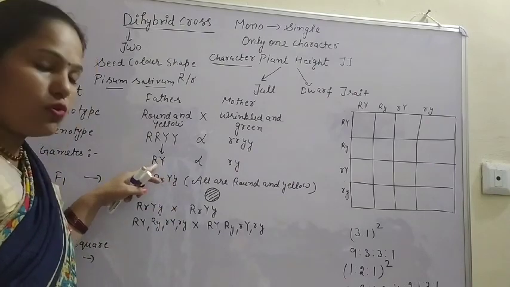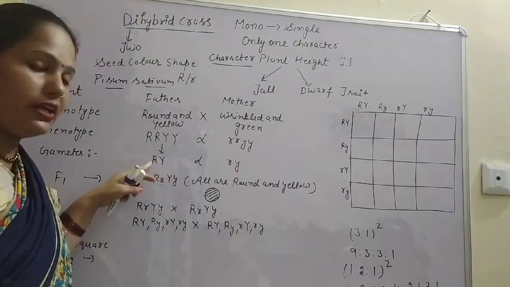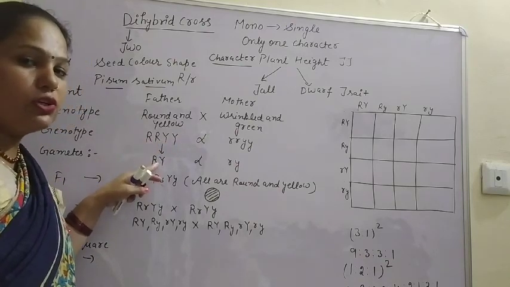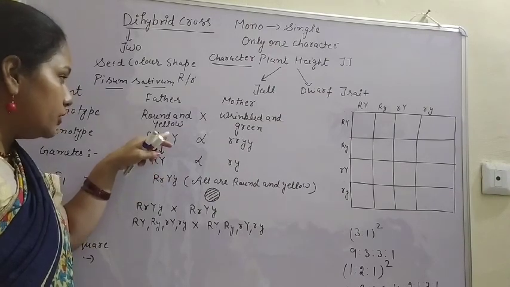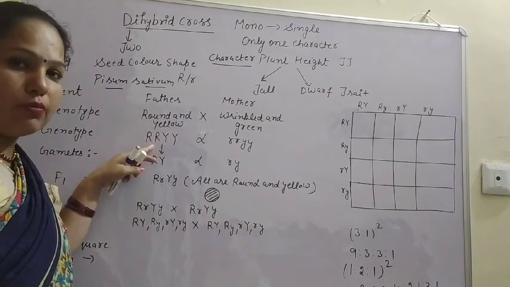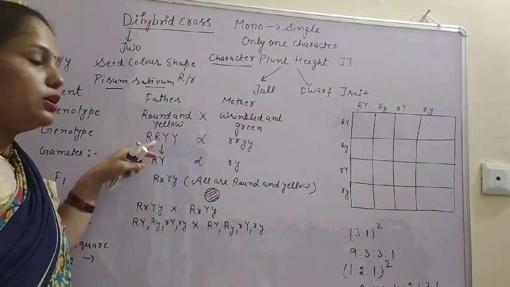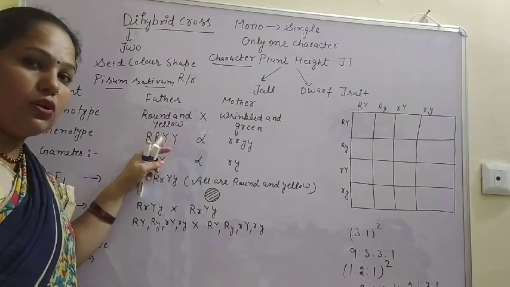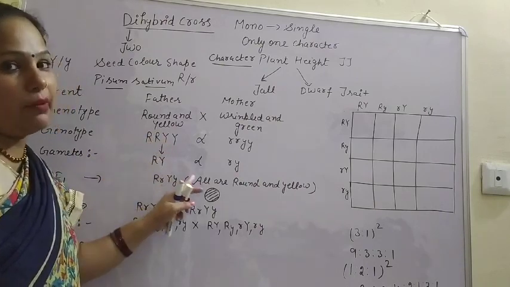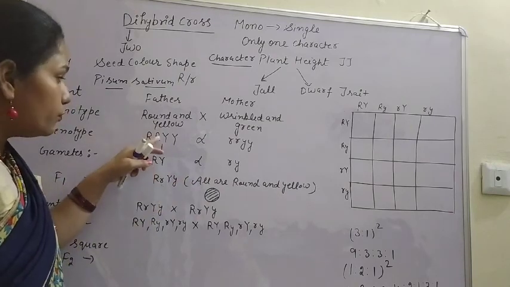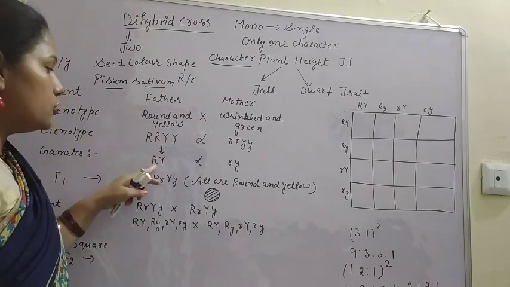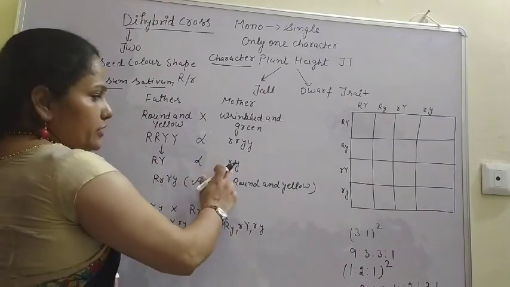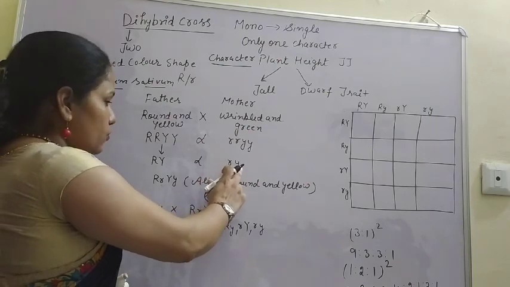Why at the place of gamete am I writing two letters here? Because there are four letters in the genotype, and for the gamete two letters should be there. In case of the monohybrid cross, we did the genotype capital T, capital T, and the gamete was a separate capital T. Because here four letters are there, I am writing here capital R and capital Y. Then the second gamete, small r and small y.